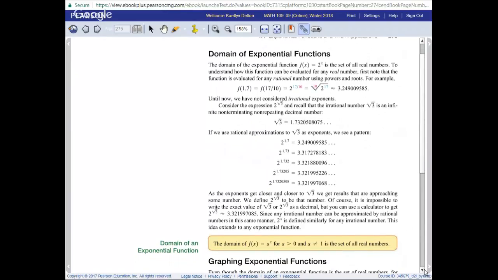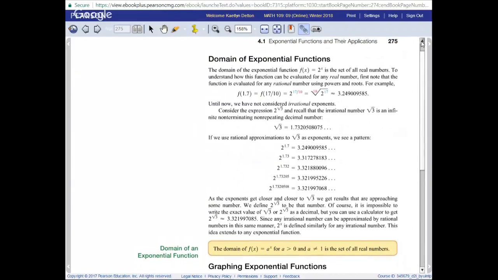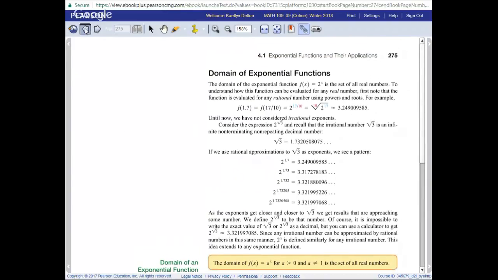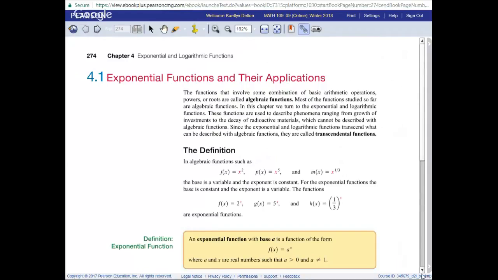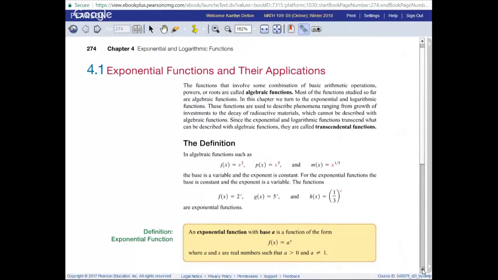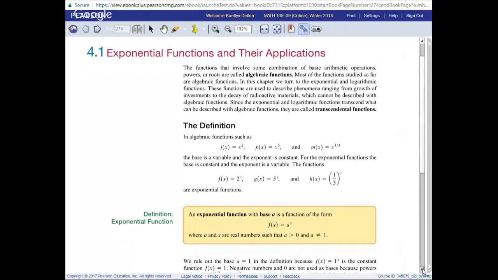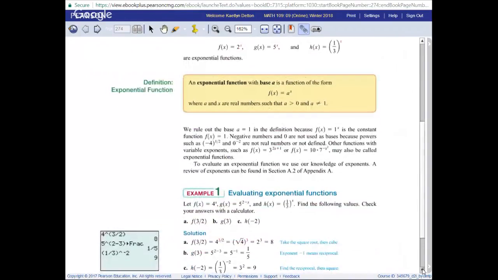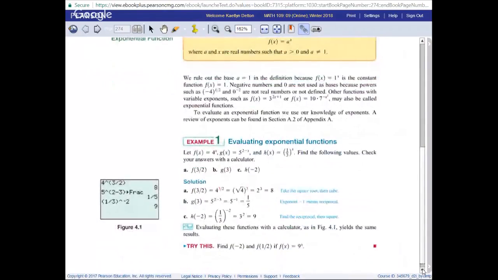Trying to look at this one, the domain of the, but I don't know. Let me go back to 274. This is what we have on 274. So these are pretty simple ones. Okay, here we go. We're kind of stuck on 4C at the moment.